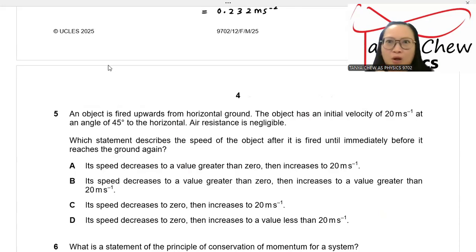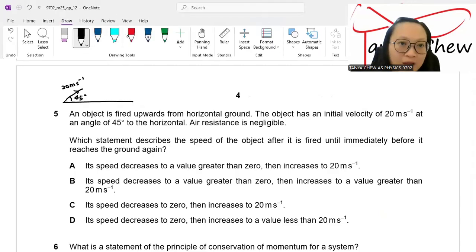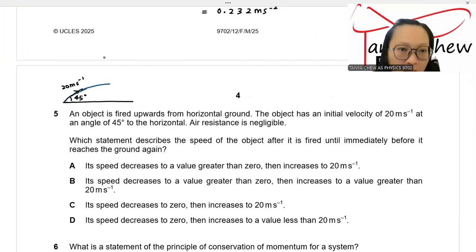Right. So when I look at the long statements like this, I got confused. I would strongly suggest you to draw a diagram like what I do. So when I see an object, oh, this is an object, this is horizontal. Okay, this is the ground. And then the object is being fired outwards, okay, with an angle. This is 45 degrees. Initial velocity is 20 meter per second. And then air resistance is negligible. So this is more like projectile motion. So projectile motion, the object would be fired upwards, going up and reach the highest point and then coming down to the ground again.